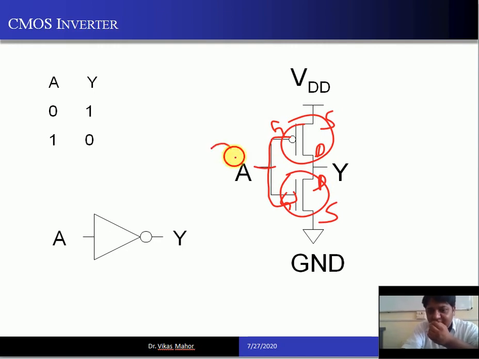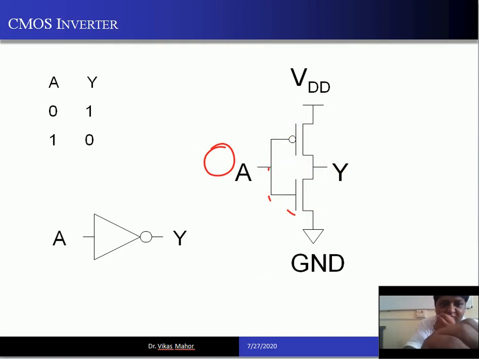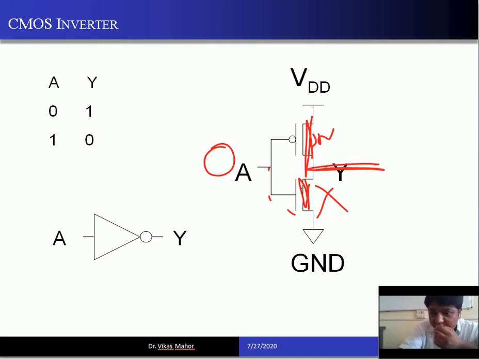Let me apply logic 0. Logic 0 means a lower voltage. A lower voltage will not turn on the NMOS, because it will not be able to form any channel below the silicon oxide of the NMOS. So NMOS will be off, but your PMOS will become on. When your PMOS becomes on, it will behave like a short circuit. So the output terminal is connected to the supply, the full voltage supply.